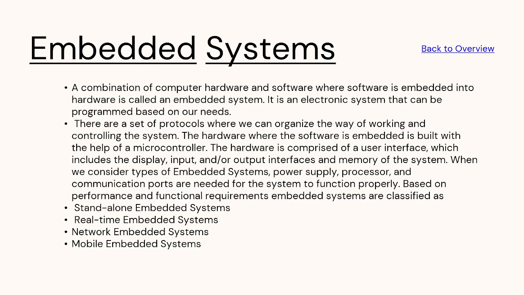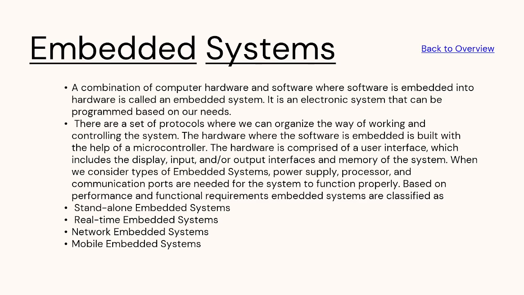And first, embedded system. We all know that an embedded system is a combination of both hardware and software, where the software is embedded into the hardware. It is called an embedded system. This is a very basic definition, and it is an electronic system that can be programmed based on our needs.